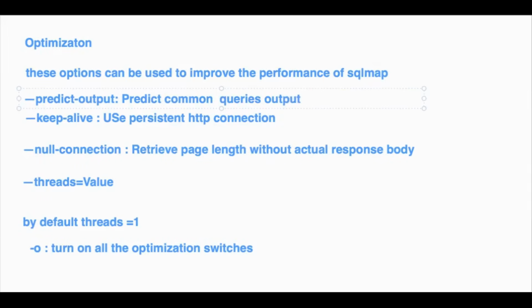So these are the 5 options, or basically 5 flags, we have to use in SQLMap to improve its performance. These options are called optimization level flags.